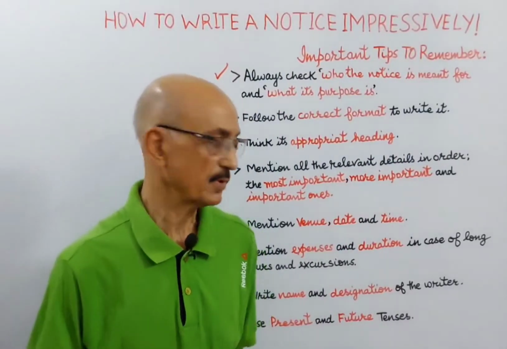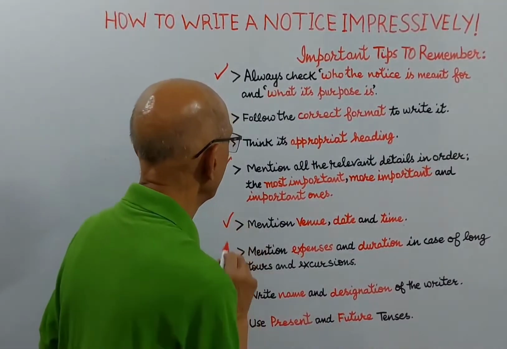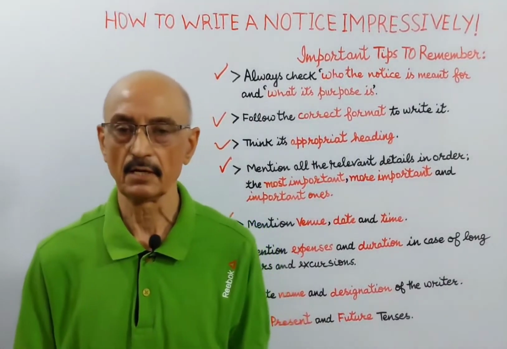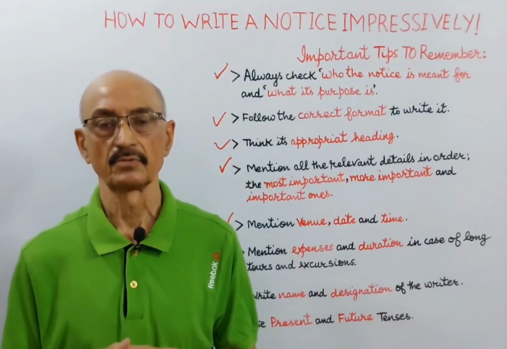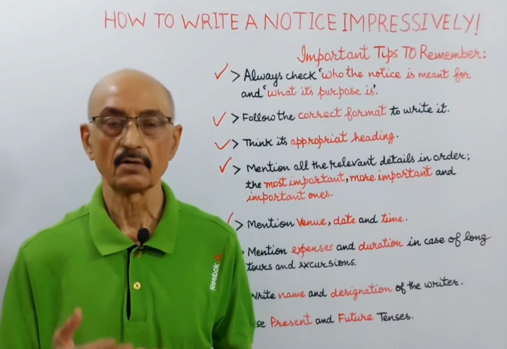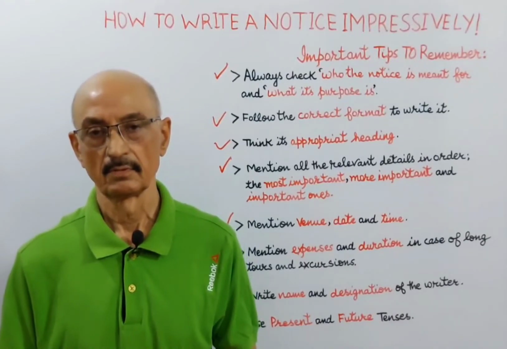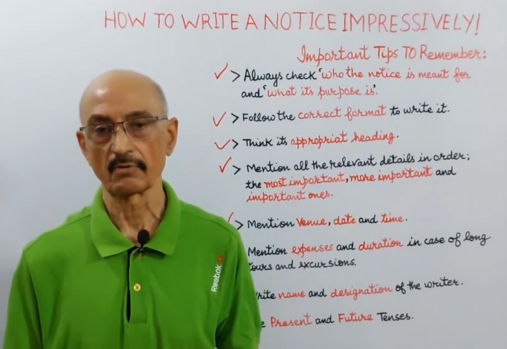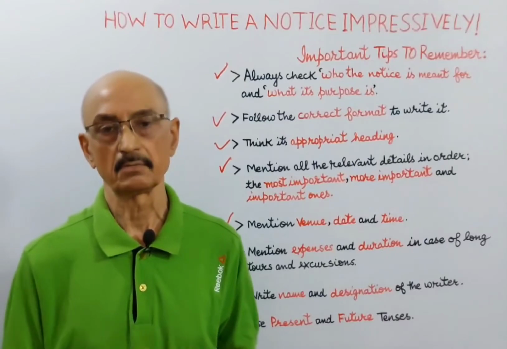The next step is mention venue, date and time. Venue means the place where that program is going to be held, and then you will write date, on which date it will be organized, and then time.